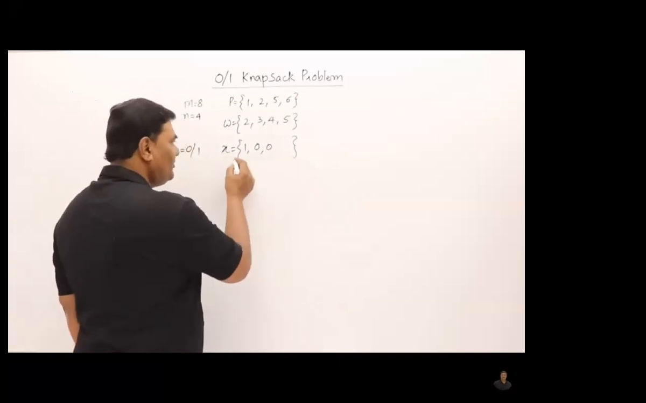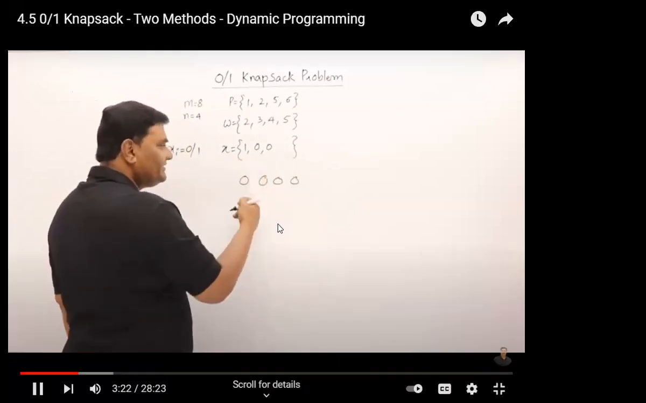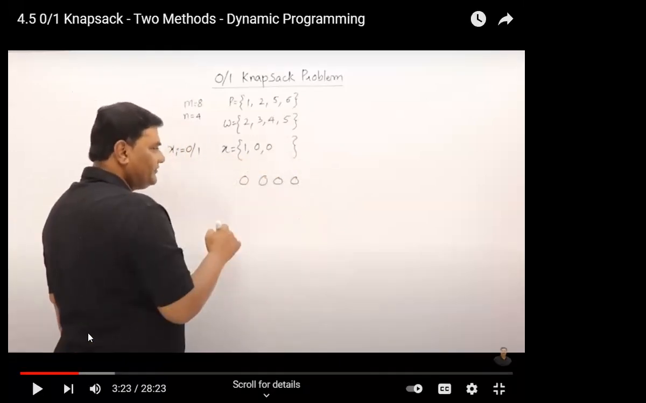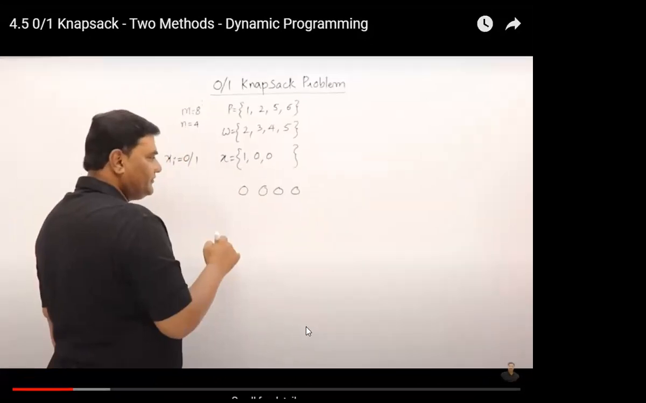When I write the solution in the form of zeros and ones, it can be 0, 0, 0, which means no object is included. How many possible solutions will there be?